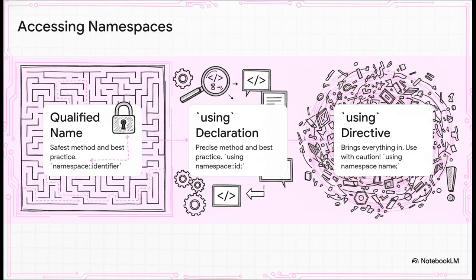So how do we actually use them? Well, there are a few ways to get at the code inside a namespace. The first way, using the fully qualified name every single time, is by far the safest. Or you can use a using declaration, which lets you pull in just the specific things you need. Both of those are considered best practice. Now, there is a third way, the using directive, but you got to be careful with that one. It pulls in everything, which can sometimes land you right back in the same name collision problem you were trying to fix in the first place.